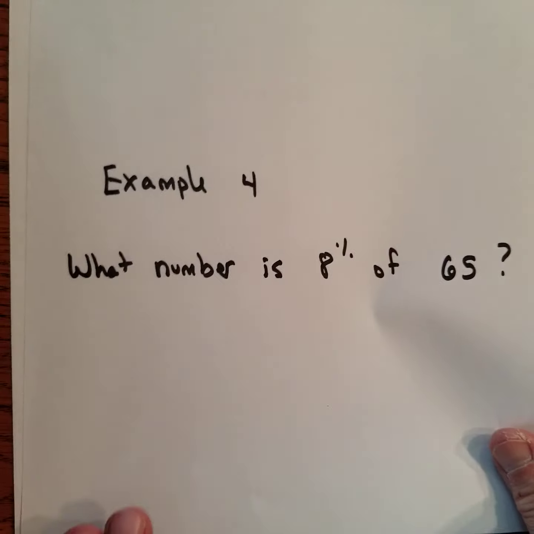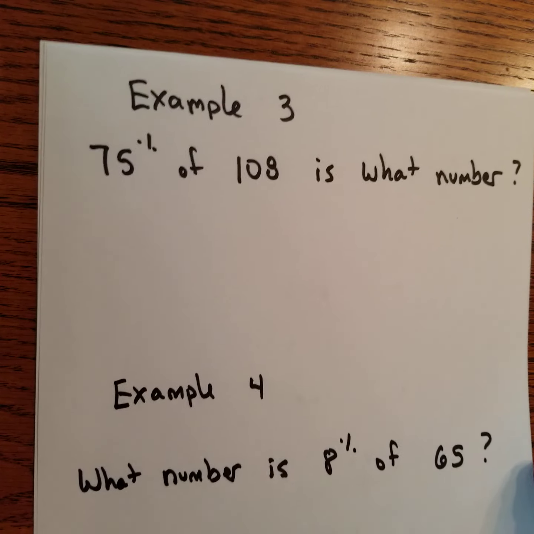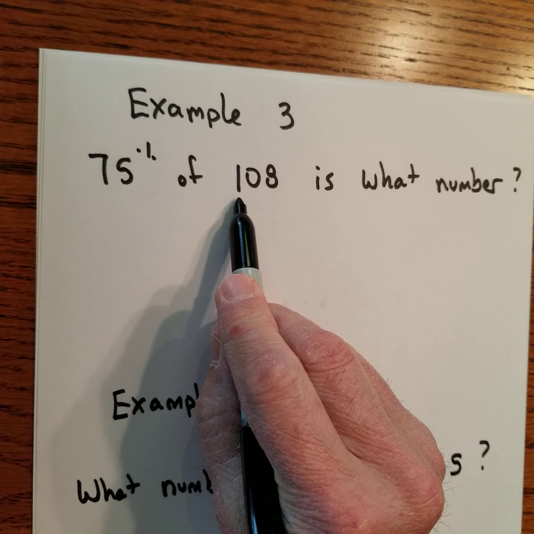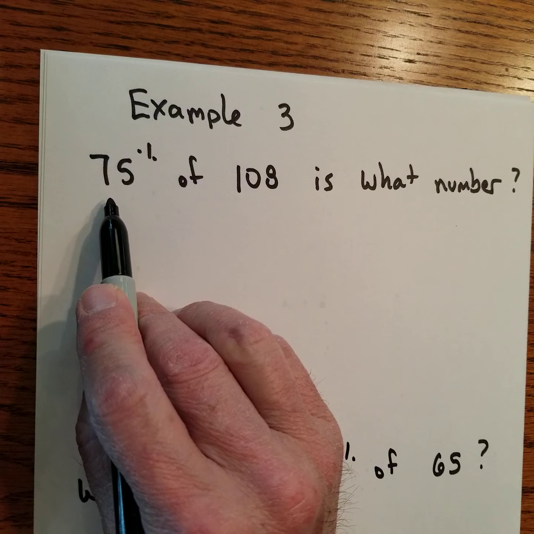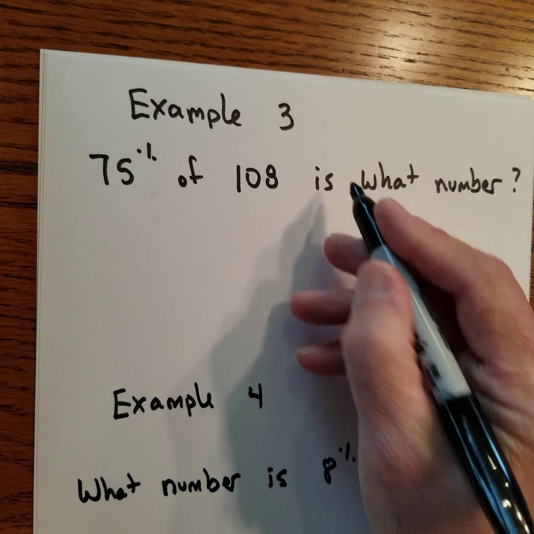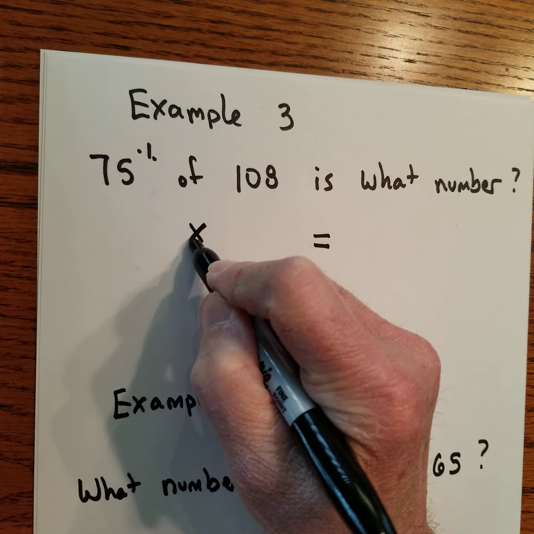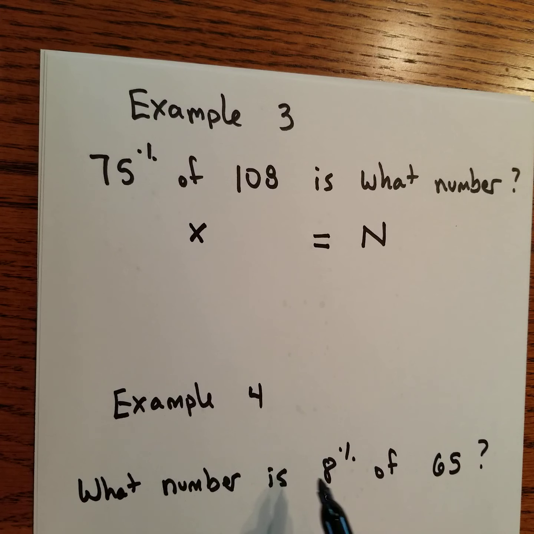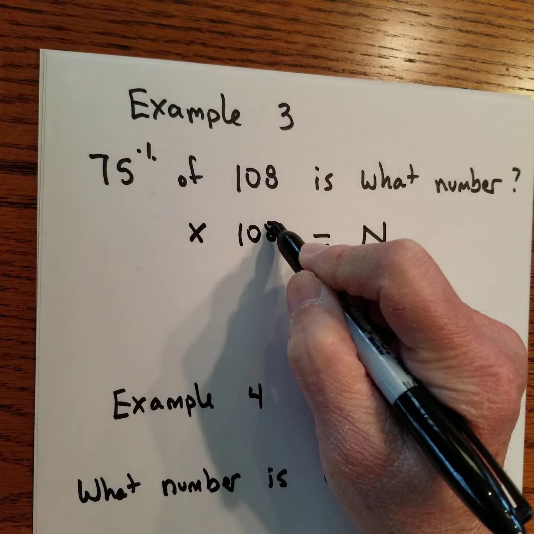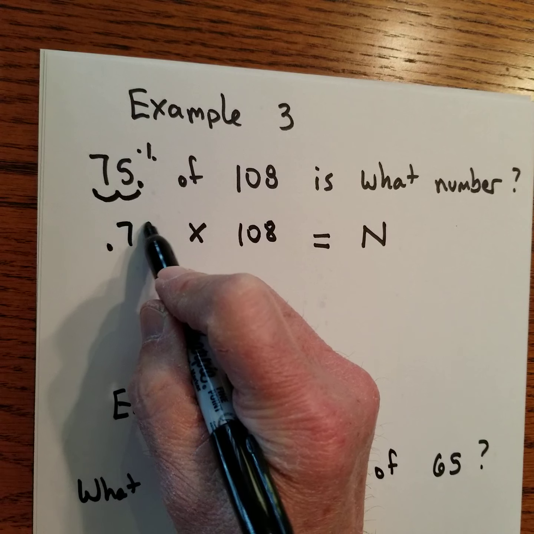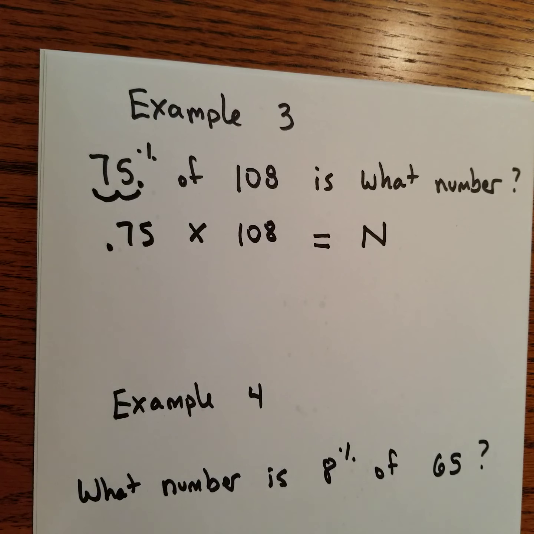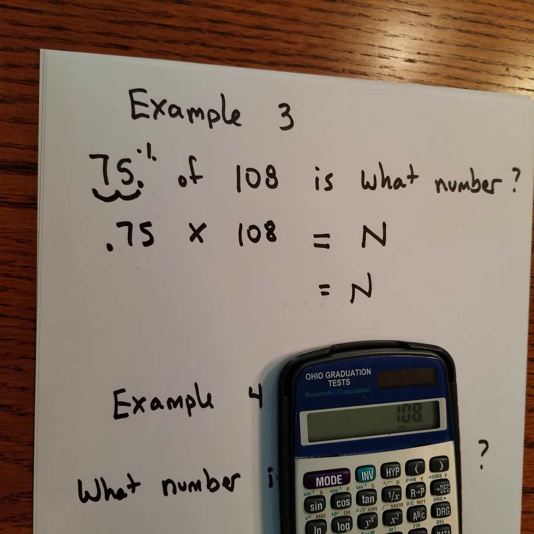New example. Suppose you're going to purchase a nice graphing calculator that costs $108, but it's on sale. Yay! On sale, you're only going to pay 75%. Is means equals. Of means times. Here's what we're looking for. 108 is 108. And percentages we change into decimals. That decimal point always moves 2 spots to the left. Now on a calculator, 108 times 0.75 is 81.